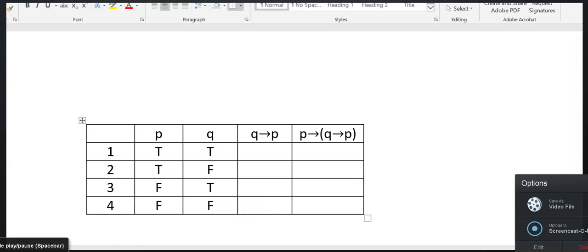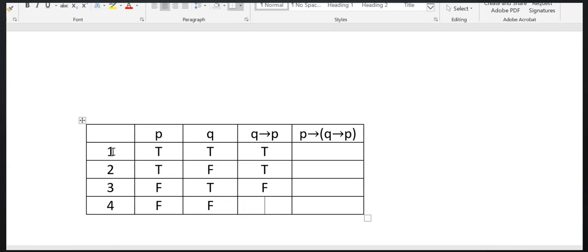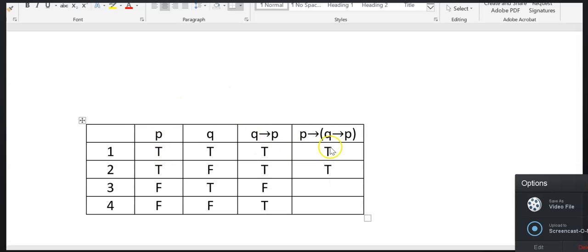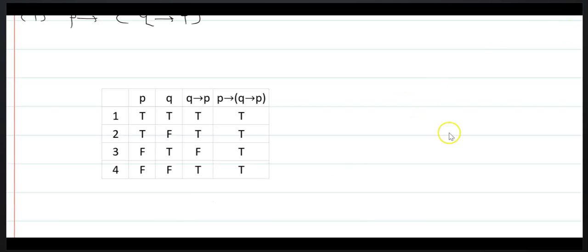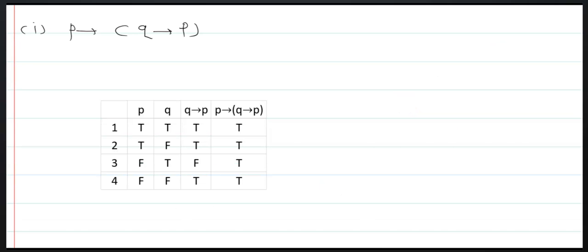Now see this here. Now the P implies (Q implies P). Now T implies T is T. T implies T is a T. F implies F, therefore it is true. F implies T, again it is true. Therefore all are true. Again you can see this here also.